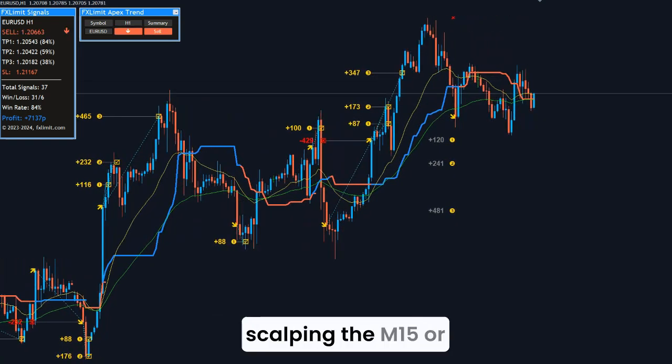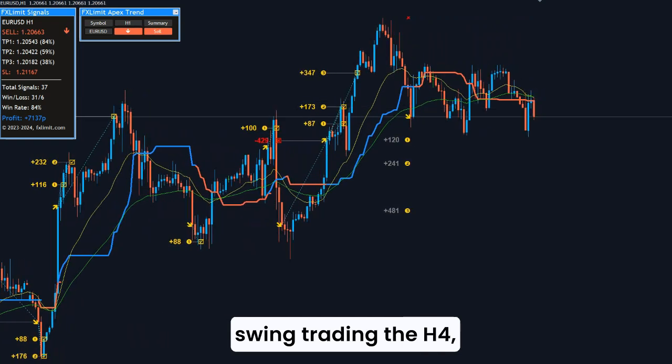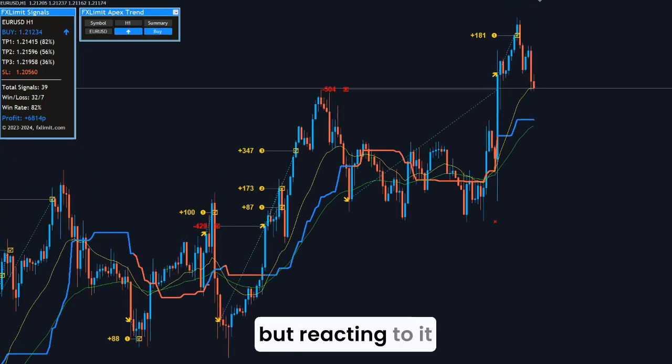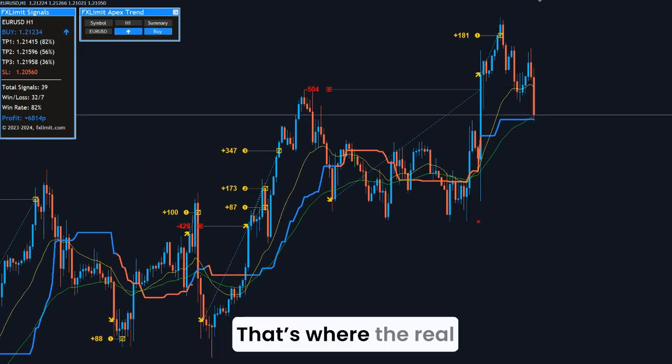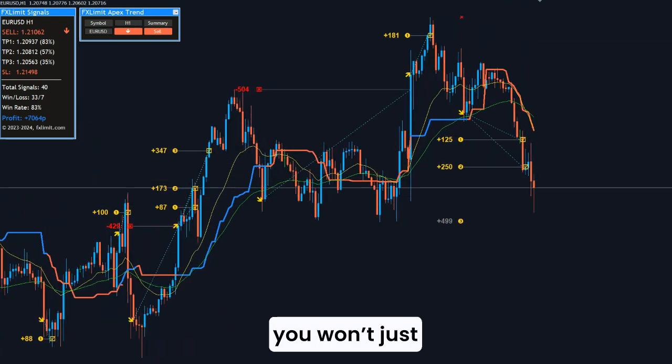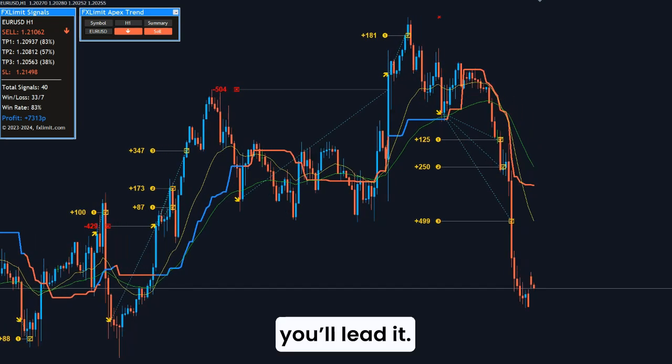Whether you're scalping the M15 or swing trading the H4, understanding central bank policy is vital, but reacting to it properly. That's where the real money is made, and with the right tools in your corner, you won't just follow the trend, you'll lead it.